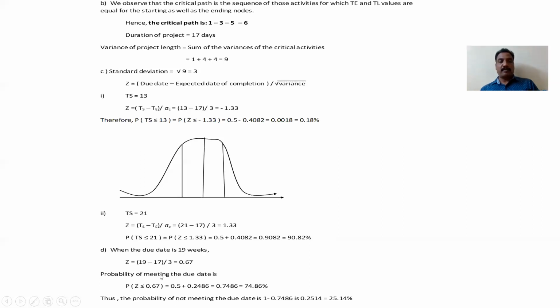So the probability of meeting the due date is probability of Z is less than or equal to 0.67, that is equal to positive value 0.5 plus this table value 0.2482 from the table. We are given the table values. So from that we can find this table value. So that is 74.86. So the probability of not meeting the due date is 1 minus this one, not meeting. So that is 25.14.